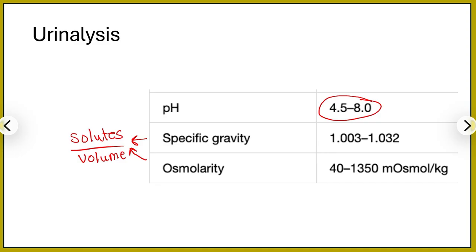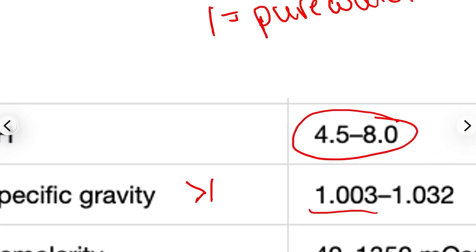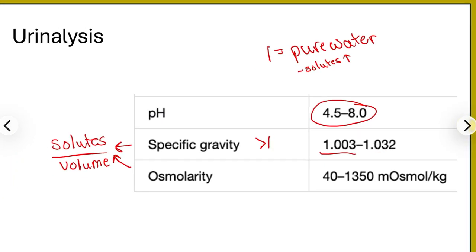You'll notice that the specific gravity is greater than 1, and it will always be greater than 1, because 1 would be pure water, and urine is always going to have solutes that increase the osmolarity.